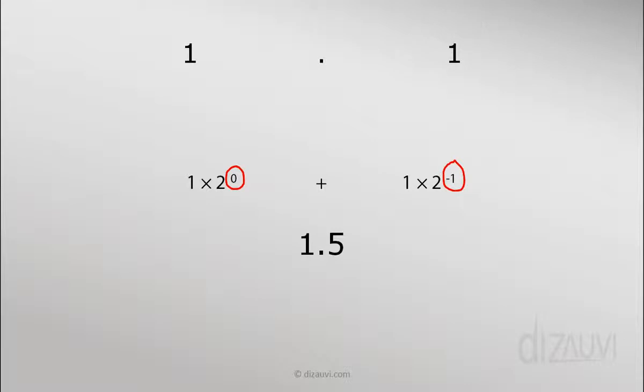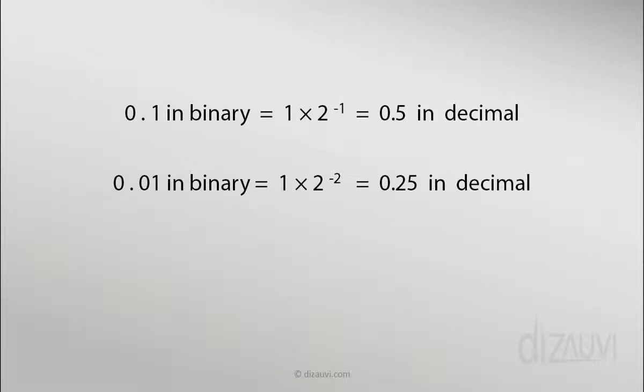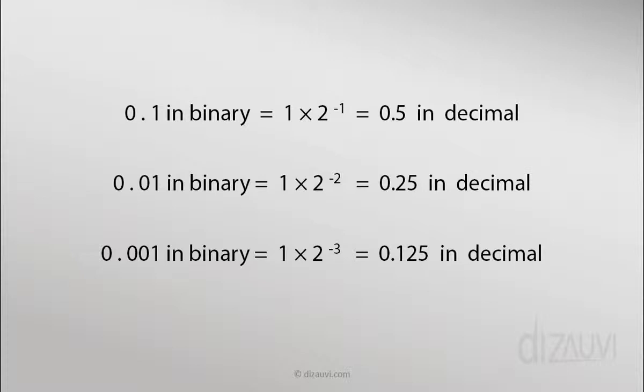So a binary 0.1 represents a decimal 0.5, a binary 0.01 represents a decimal 0.25, because that's 2 raised to the power of -2 or 1 by 4. And similarly, a binary 0.001 represents a decimal 0.125 and so on. So every time we move by a digit to the right, the weight of the position gets halved. Obvious, isn't it?